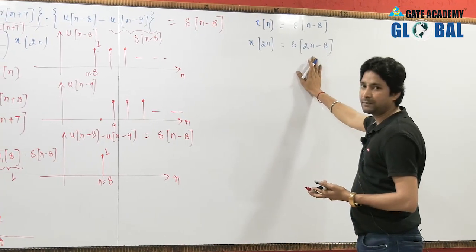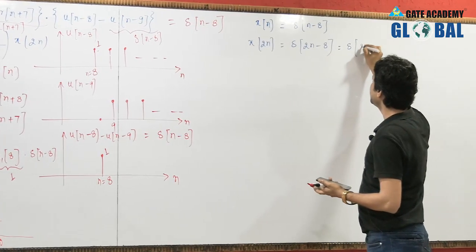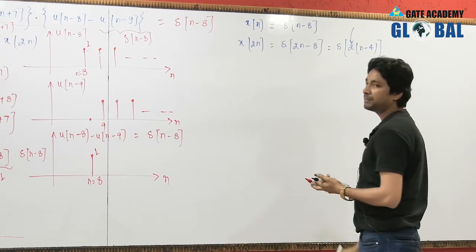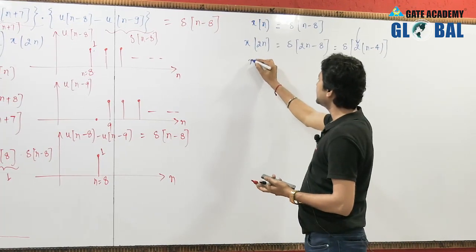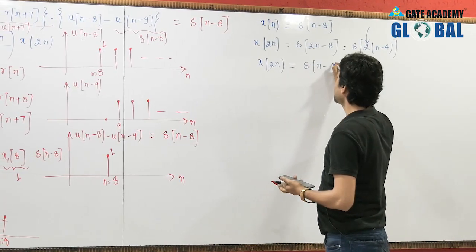And from the scaling property of the impulse function, this can also be written as del of, if we take 2 common, n minus 4. And this scaling factor can simply be discarded. Therefore, this signal x of 2n is going to be del of n minus 4.